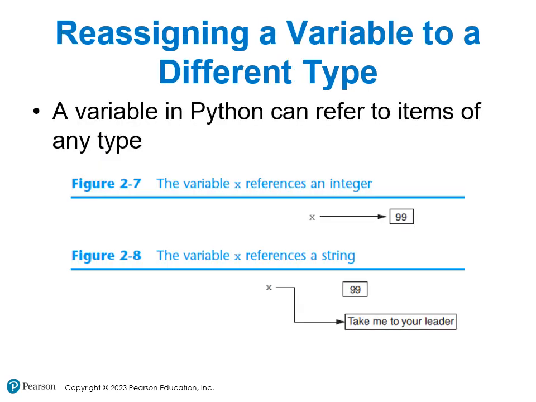Now you can reassign a variable to a different data type. You can see here we have a value 99 assigned to x. However, we can also take that x and assign "take me to your leader" to it. "Take me to your leader" is a string, but it doesn't matter. In Python, it's possible to reassign the data types on the go.